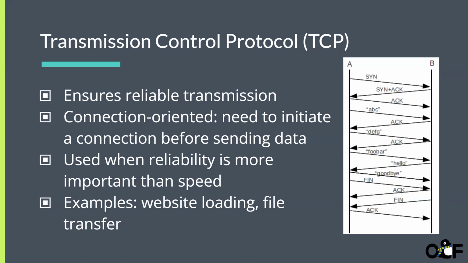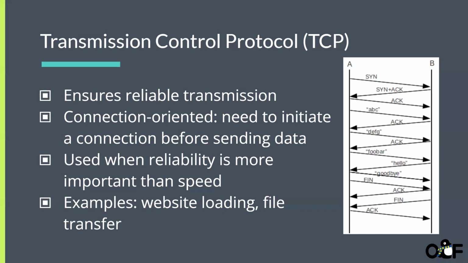B acknowledges that it got the data. Then A sends some more data, and B acknowledges again. It goes on and on until A says it's done, sending a final FIN flag. B acknowledges that it received the FIN flag, and also sends a FIN flag saying, okay, I am also done. So you see it goes back and forth a lot. This is TCP.